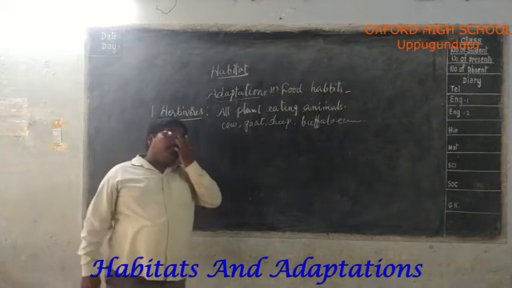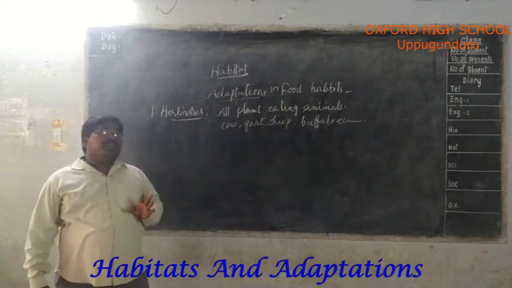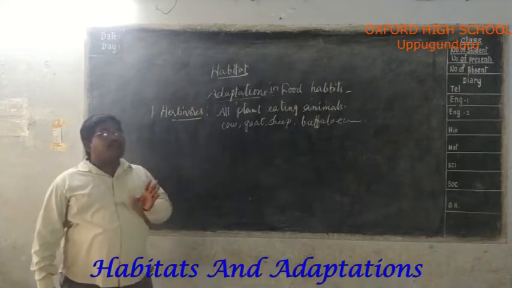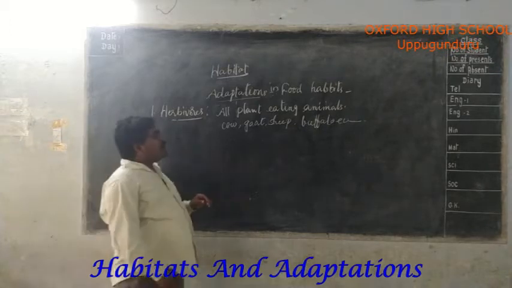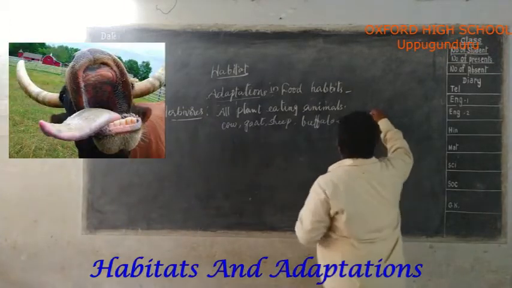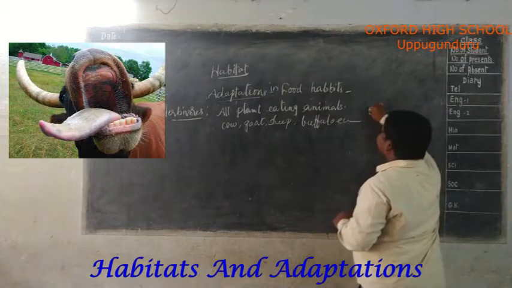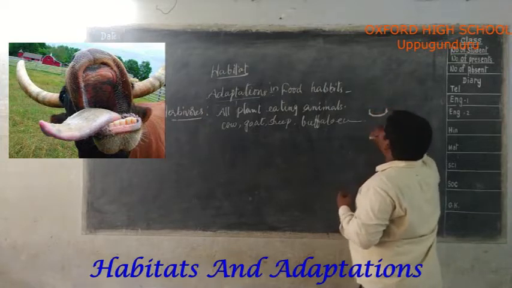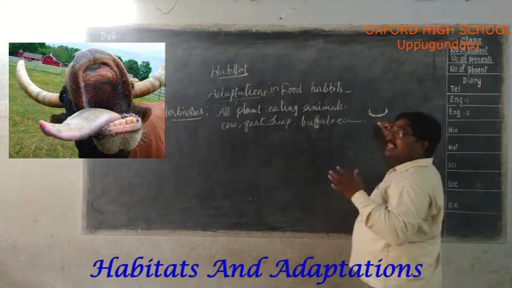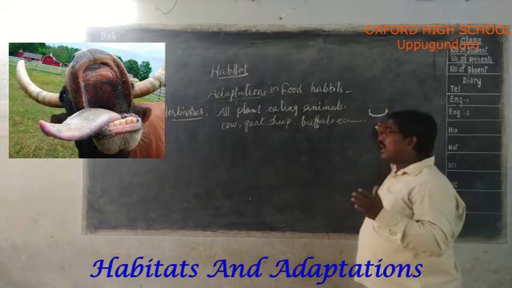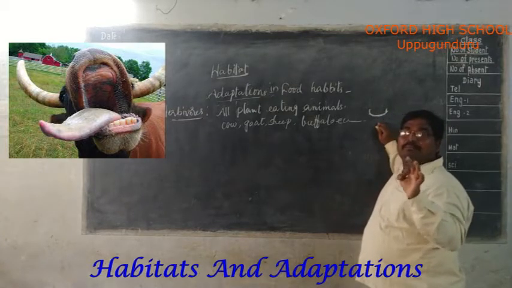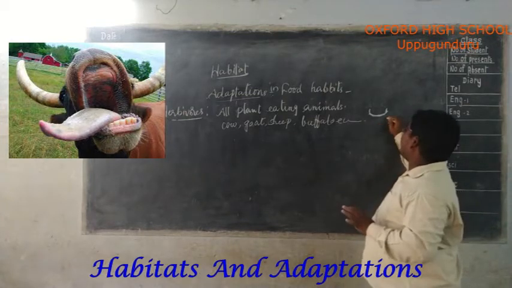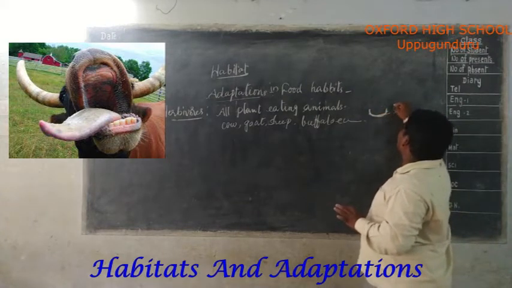In these animals, if you observe, there is a sticky gum pad on the upper jaw. So these animals do not have teeth on the upper jaw. Jaw means davada. Instead of the teeth, they have the sticky gum pad.